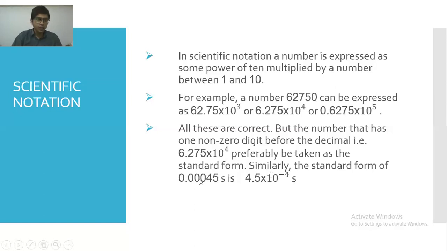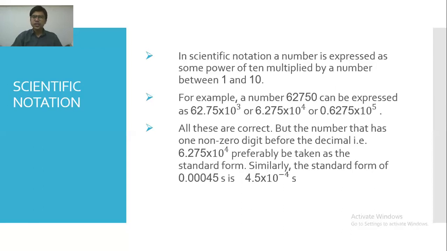Okay. Now this is a very small number. What I have done is I need one non-zero digit before the decimal. So for this, I have to shift my decimal towards the right. And one thing you also have to remember is that whenever I shift the decimal towards the right, the power will be negative. So here you can see that the number is 0.00045. I have shifted 1, 2, 3, 4. So the number becomes 4.5 and the power will be exponent minus 4. Why minus 4? Because I have shifted the decimal 4 times and I have shifted it towards the right. So it is negative.